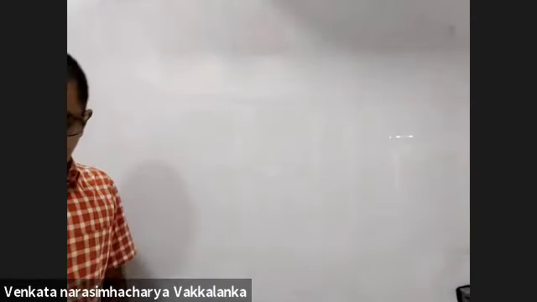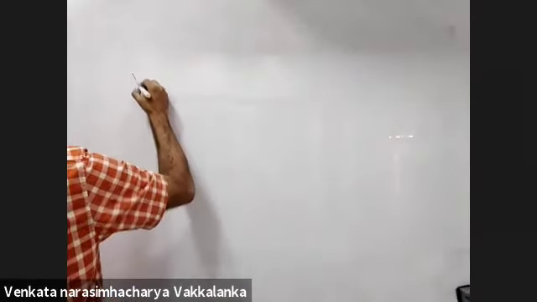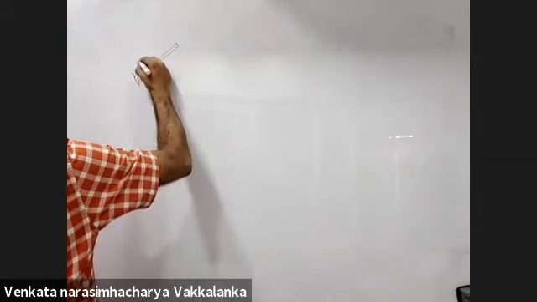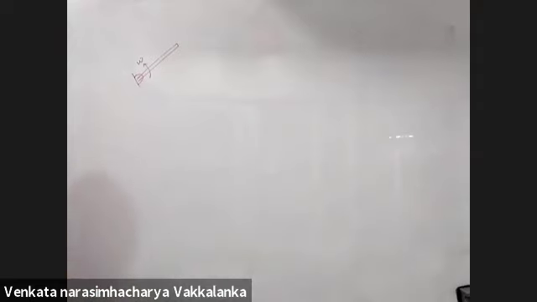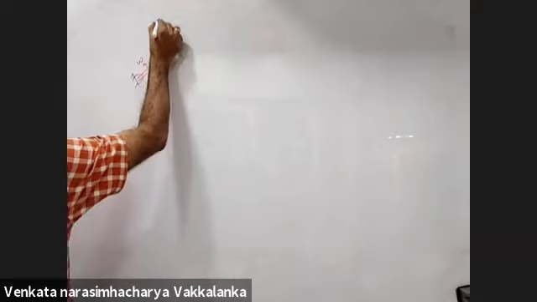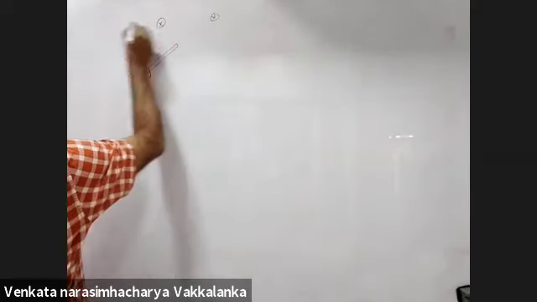Now listen. In motional EMF, what if the thin rod is rotating with an angular velocity omega? Your magnetic field in this region is this way.